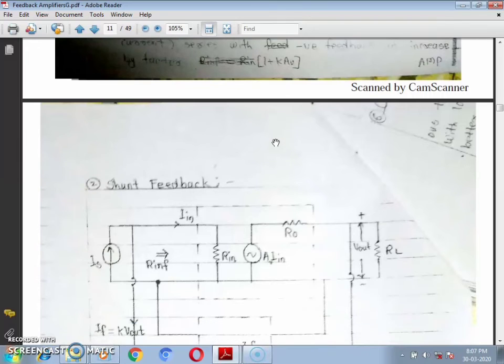From this expression it is seen that the input impedance of a basic amplifier is Rin, and with feedback the input impedance is changed by the factor 1 plus K times AV. So it's simply a multiplication. It is seen that for a series connection the input impedance is improved. What about shunt feedback?